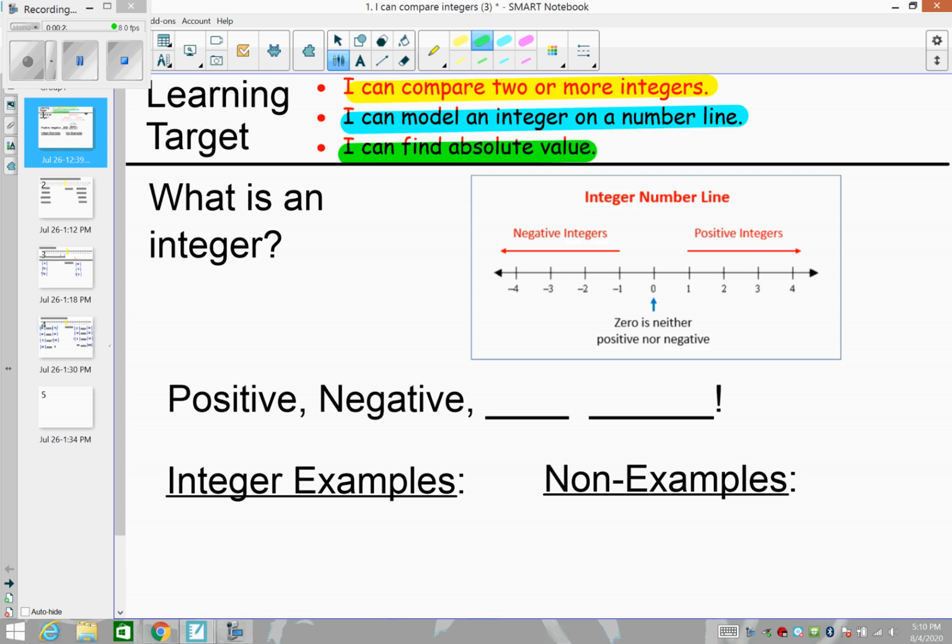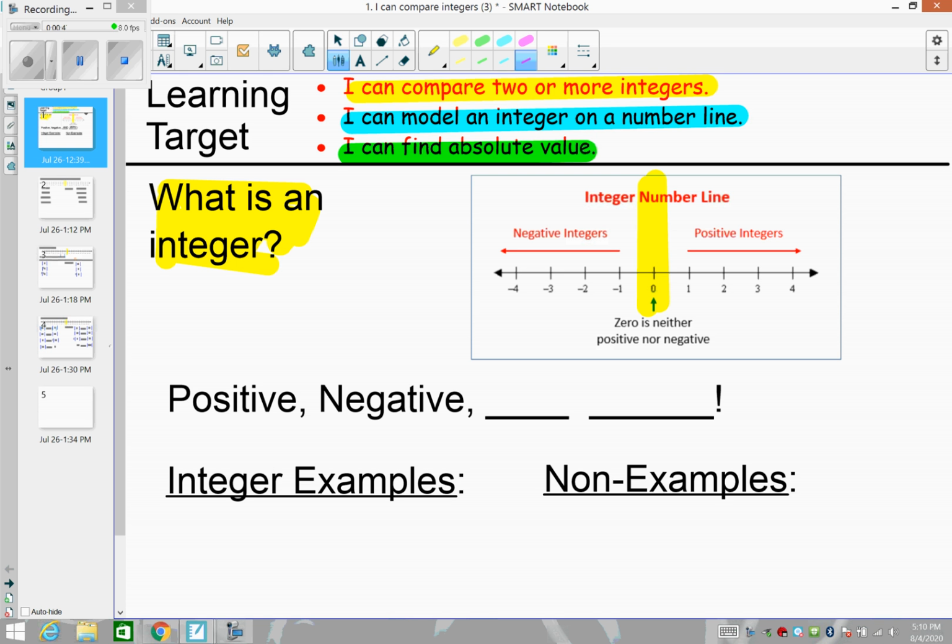So let's first talk about what is this integer that we're talking about. What is an integer? If we take a look at the number line over here, you can see very clearly that you have an established 0 located in the center of the number line. 0 is that neutral number.